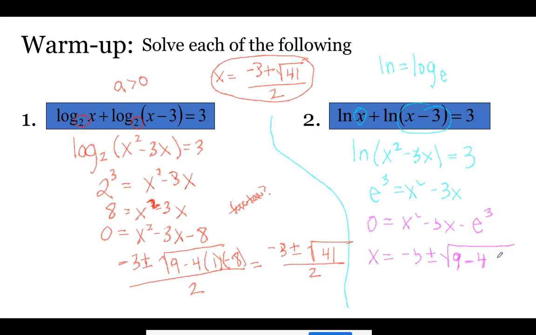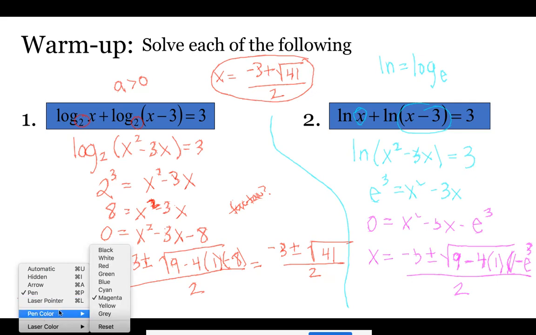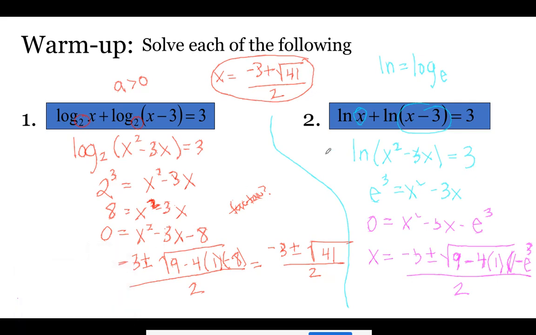4 times a times c, which is negative e to the third. And the whole thing is going to be over 2. I'm not going to worry about simplifying that too much. I'm not going to be able to simplify that nearly as much as I would if that was a nice number. So I'm going to actually just leave the answer.